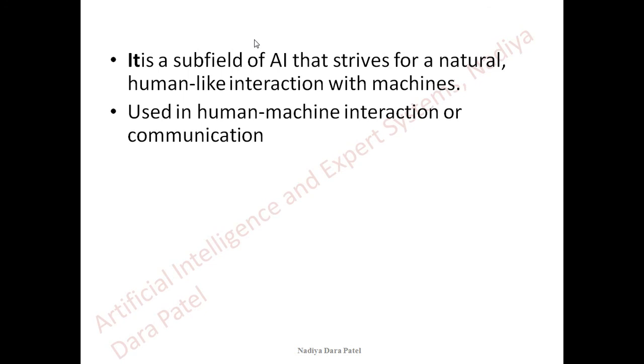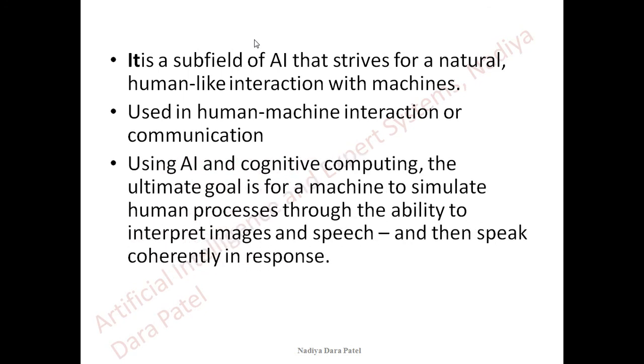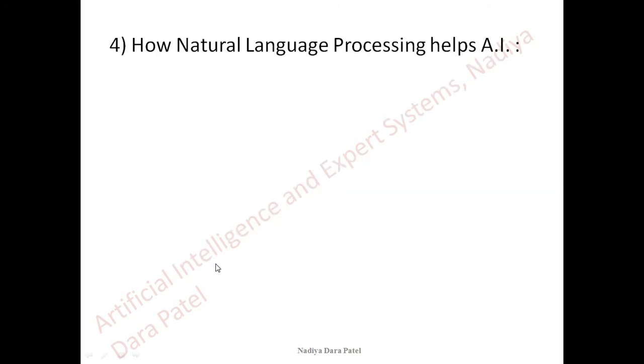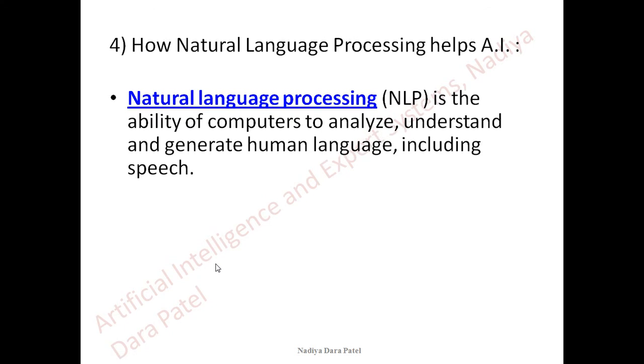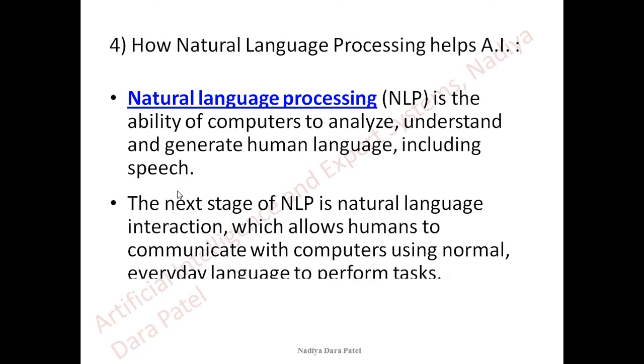It is used in human-machine interaction or communication. The goal of cognitive computing is for machines to simulate human processes and the ability to interpret images and speech and actually speak coherently in response. Now the next part is how natural language processing is helping AI. As we know, languages are varied. So what they do is analyze, understand and generate human-like language, including speech.